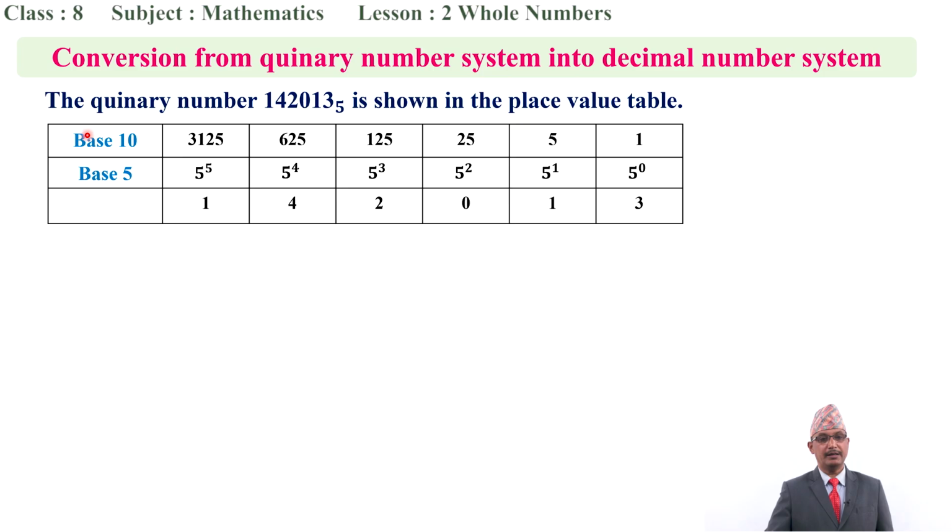We know in base 10, 1, then multiply by 5 because the base is 5 in the quinary number system. 25 5s are 125. Then similarly 125 5s are 625, and if you multiply 625 by 5, it becomes 3125. And 1 can be written as 5 to the power 0, 5 can be written as 5 to the power 1, 25 can be written as 5 square. Similarly 125 can be written as 5 cube, and 625 can be written as 5 to the power 4. Similarly 3125 can be written as 5 to the power 5. And what is our number?